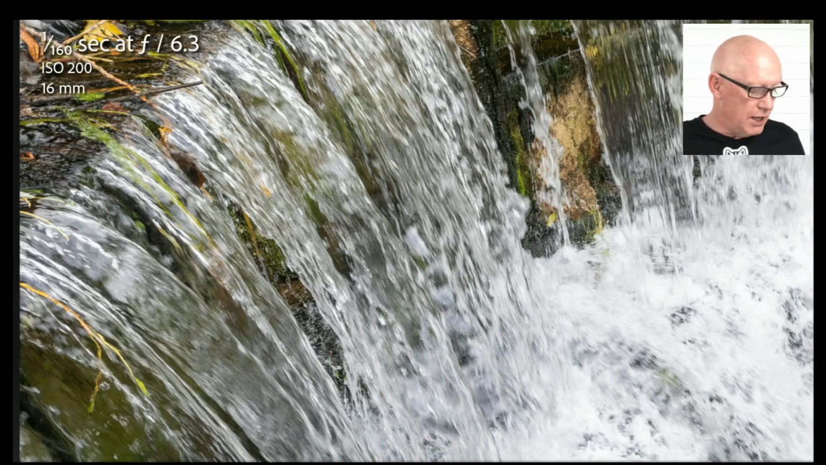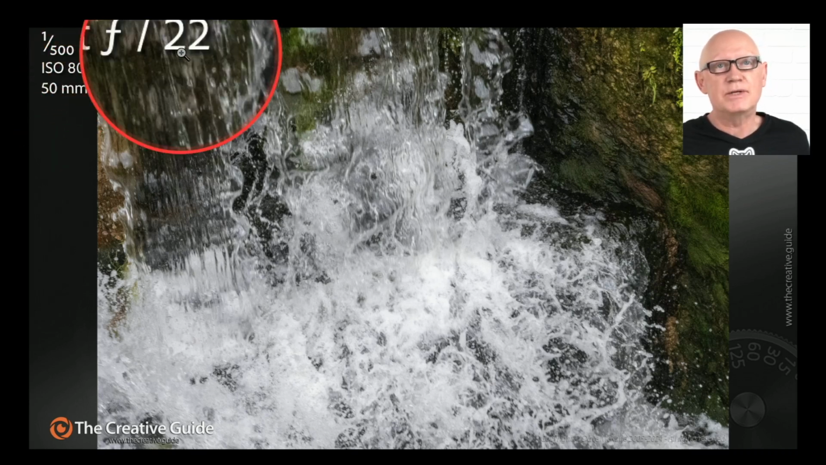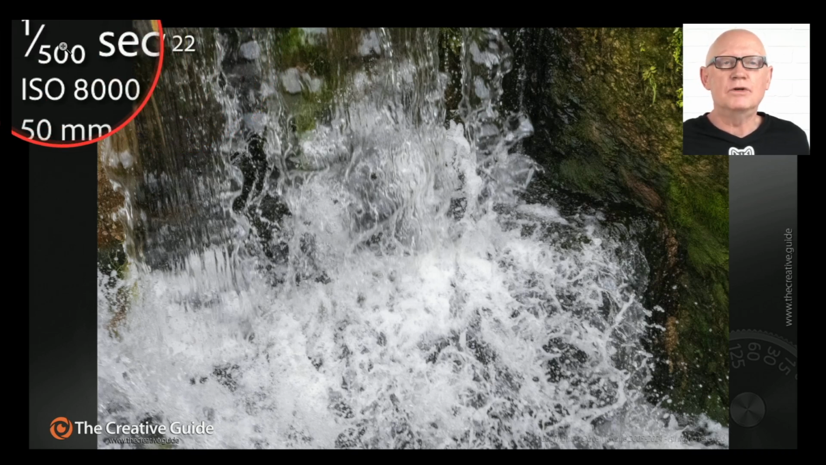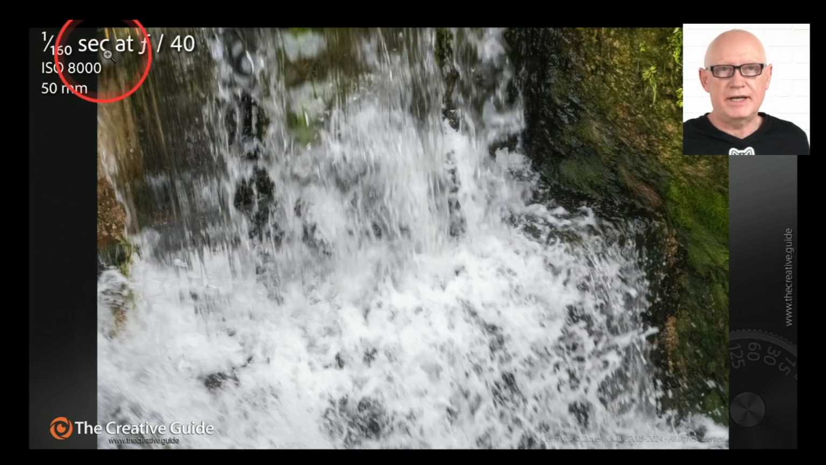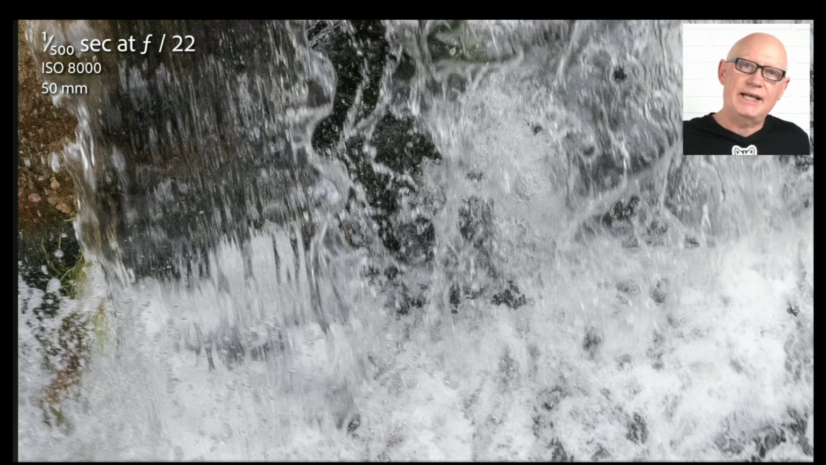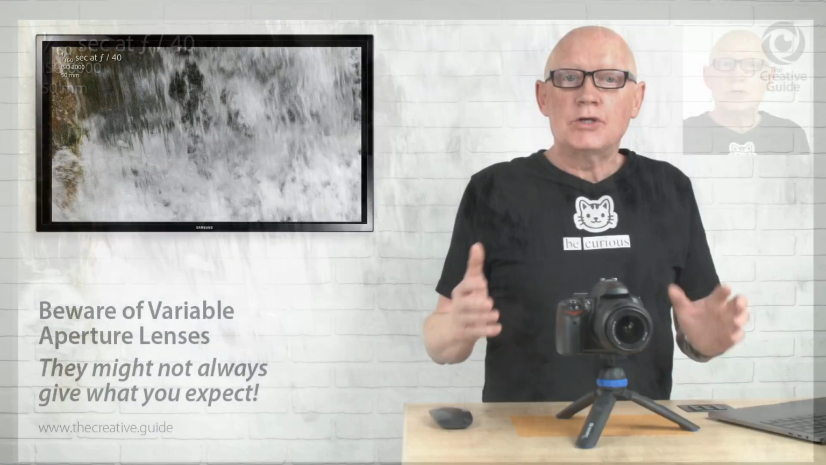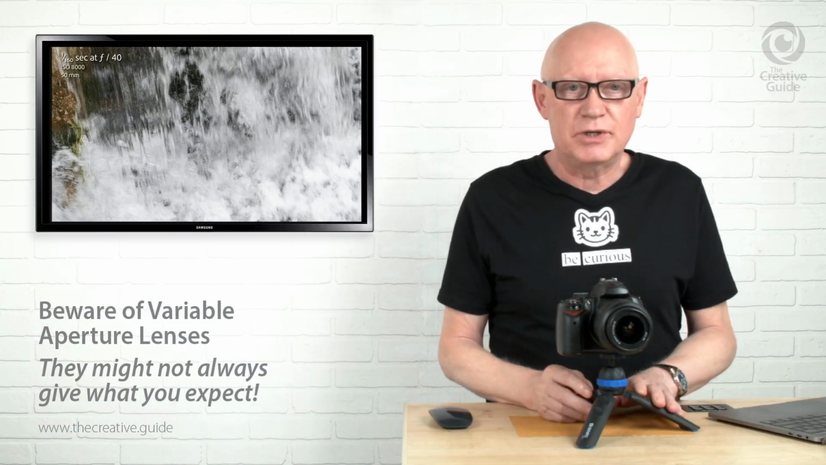Now, if we continue on here, and here's the zoomed in end of the scale. So I have f22 here, giving me 1/500 of a second. And if I zoom in, I'm now getting 40. So the difference there is also quite marked. I'm actually getting slower shutter speeds. That's kind of maybe what I'm looking for. Whereas I had a sharp image at the f22. So beware of variable aperture lenses. They might not always give you what you expect.